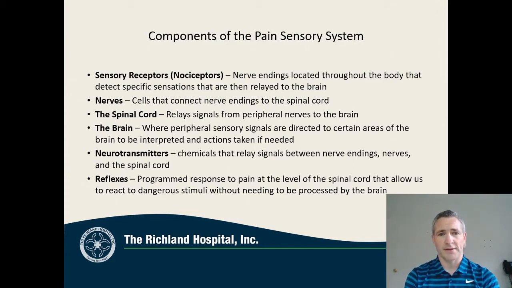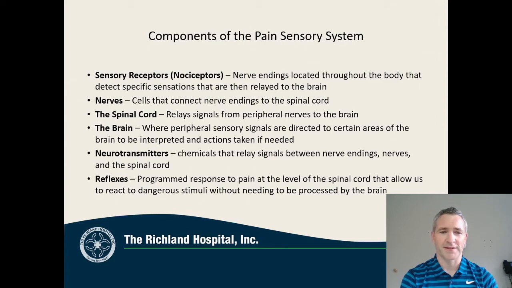Okay, a couple other things that work in the system: neurotransmitters. These are the little chemicals. Each time a nerve reacts or interacts with another nerve, neurotransmitters are what allow that communication to take place.